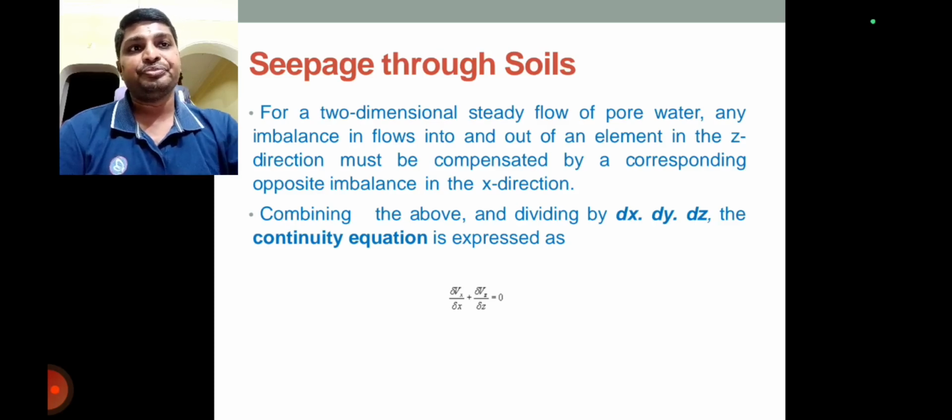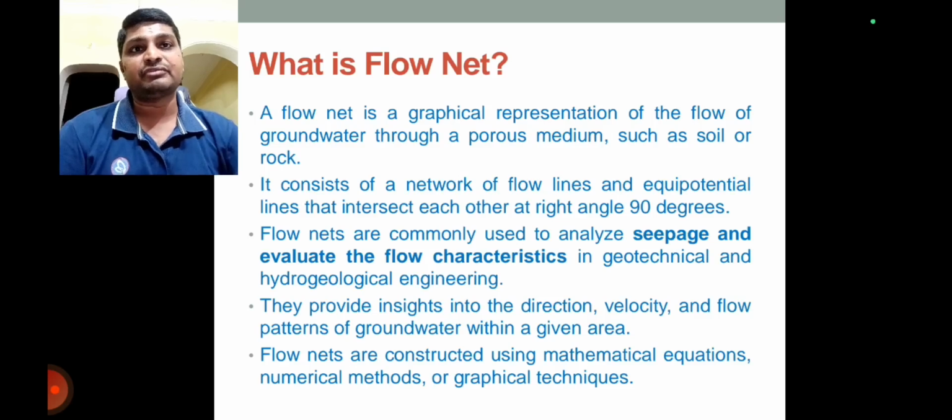Then coming to the flow net. What is meant by flow net? The flow net can be understood by knowing the seepage of water and also the permeability. A flow net is a graphical representation of the flow of groundwater through a porous medium such as soil or rock. It consists of a network of flow lines and equipotential lines which intersect each other at a 90 degree angle.